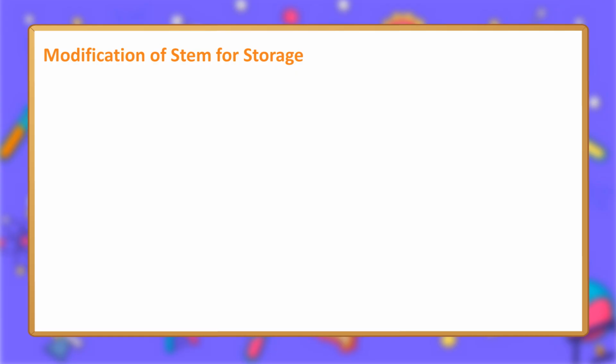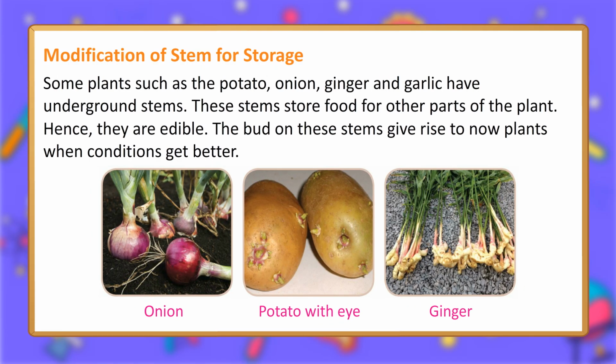Modification of stem for storage. Some plants such as the potato, onion, ginger and garlic have underground stems. These stems store food for other parts of the plant. Hence, they are edible. The buds on these stems give rise to new plants when conditions get better.